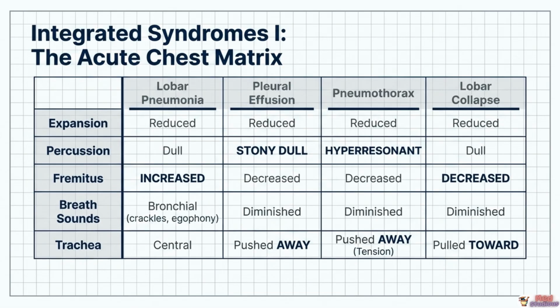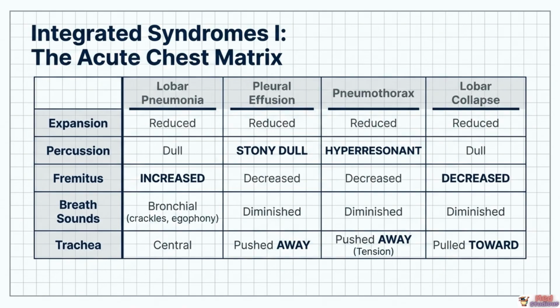using a single integrated matrix. Lobar pneumonia shows reduced chest expansion, a dull percussion note, increased tactile fremitus, bronchial breath sounds with crackles and egophony, and a centrally positioned trachea. Pleural effusion shows reduced expansion, a stony dull percussion note, decreased fremitus, diminished breath sounds, and a trachea pushed away from the affected side. Pneumothorax shows reduced expansion, a hyperresonant percussion note, decreased fremitus, diminished breath sounds, and similarly, a trachea pushed away from the affected side when under tension.